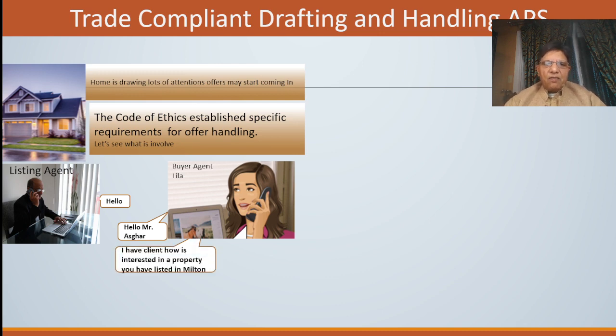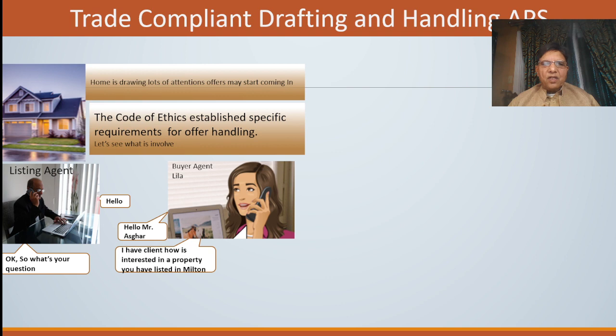Miss Laila says that I have a client who is interested in a property you have listed in Milton. Okay, so what's your question? Mr. Javed replies back. Actually, the scenario is that Ms. Laila has been working with her client, and she had shown a few properties. She drafted a few agreements, but those agreements could not go through, and she was not able to get the property. She is a little bit frustrated, so she just wants to make sure that whatever agreement she is drafting will get accepted.